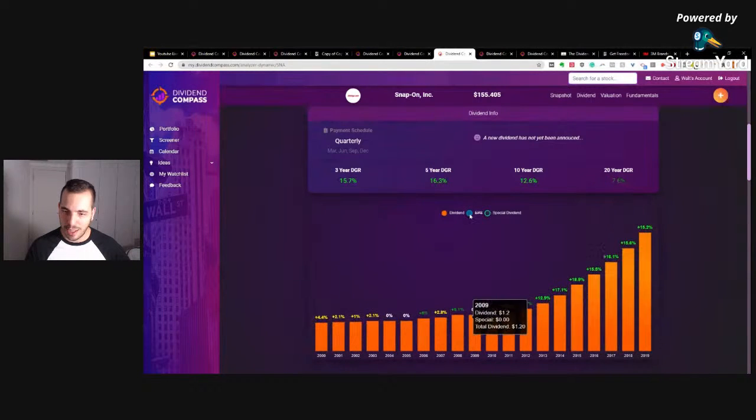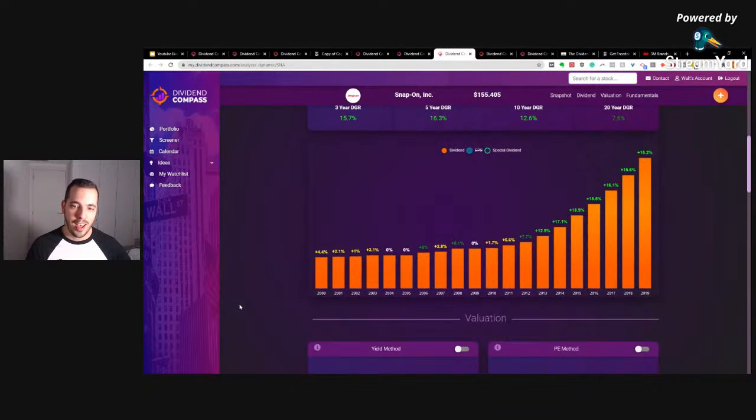But something else that I want you to notice is that, look, it didn't cut its dividend. It actually only froze it. So look at this, right? In 2003, it paid the same dividend for 3 years, and then it carried on increasing it. In 2009, it froze it for 1 year, but it didn't cut it.